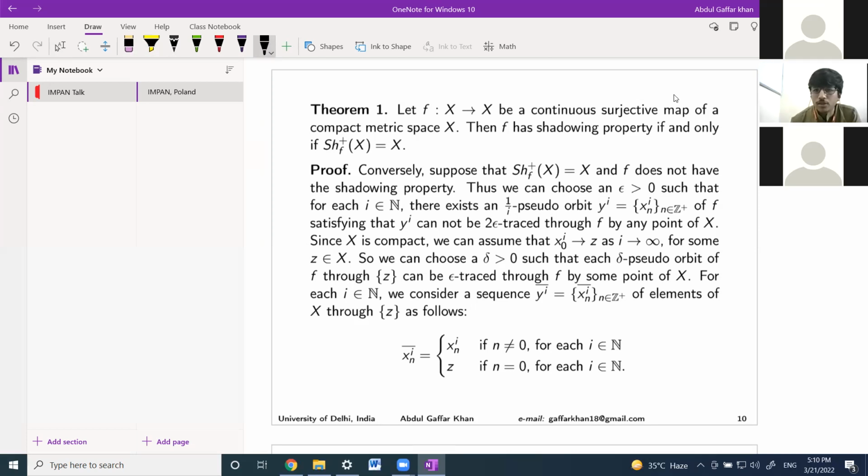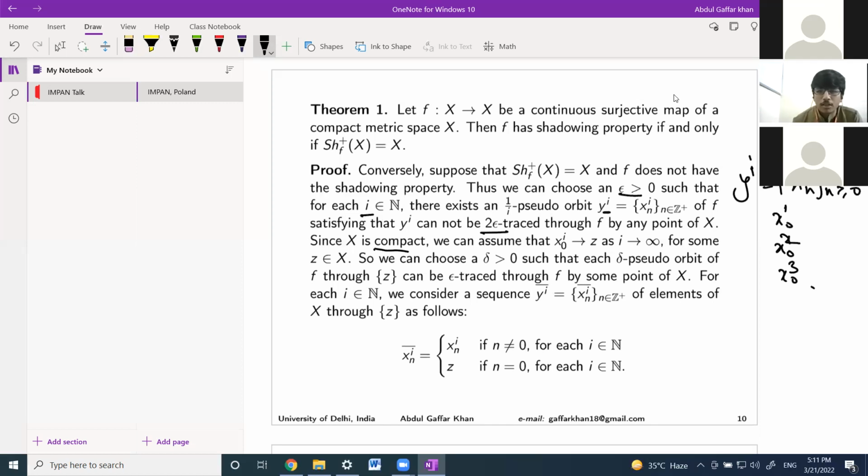To prove this by contradiction, assume that for some positive epsilon, we can find a sequence of 1 upon i pseudo orbits, i varying over natural numbers, denoted by y_i, that cannot be epsilon traced. The y_i's are sequences x_n^i. So we fix a sequence of initial coordinates x_0^1, x_0^2, x_0^3, and so on.